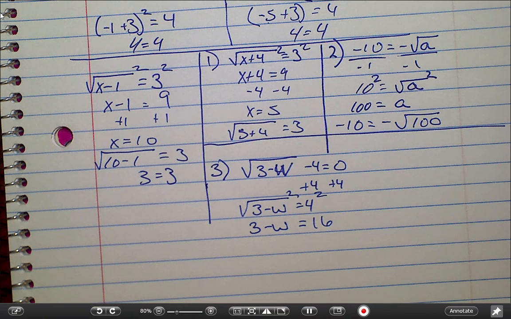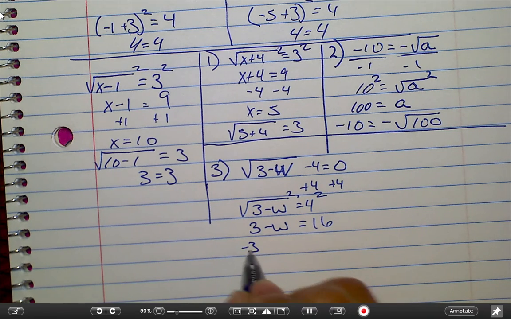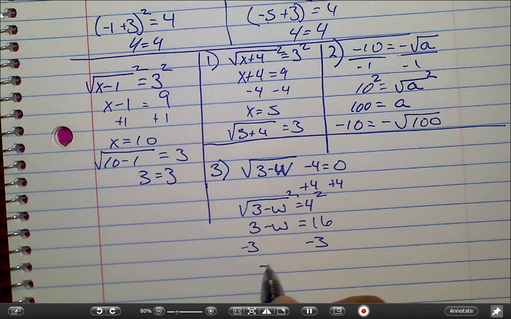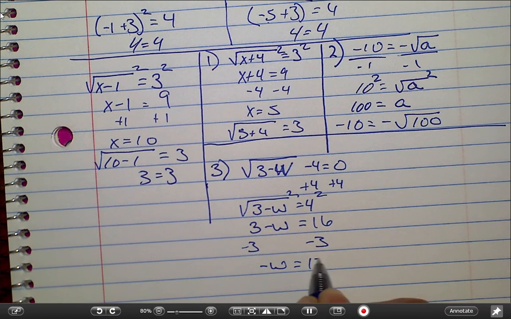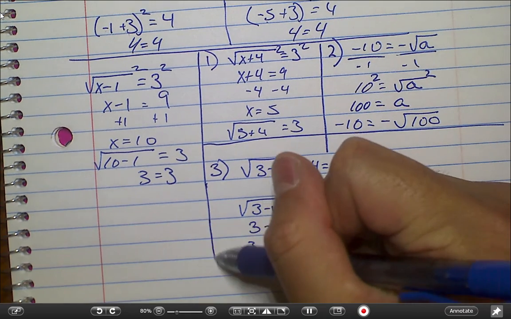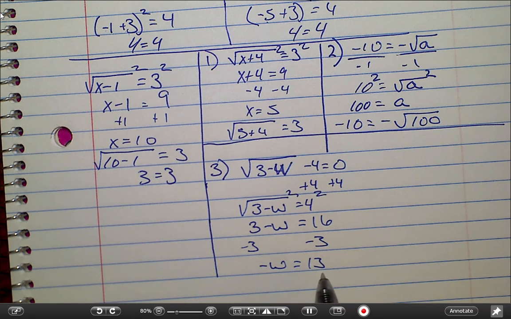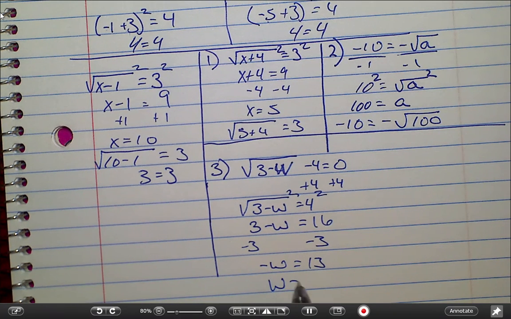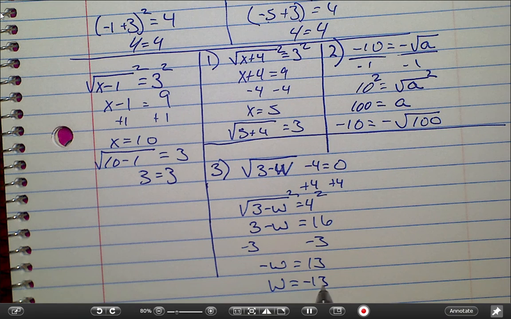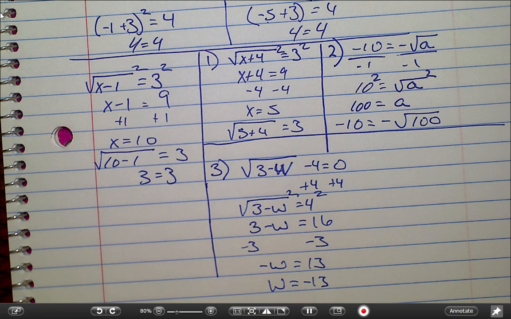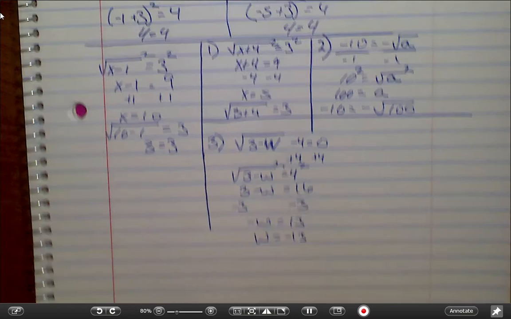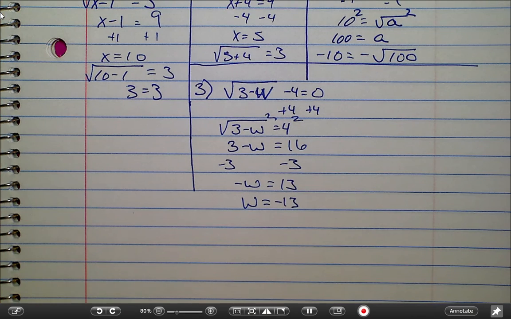16. Very good. Minus 3 from both sides. Negative w is 13. Okay, so divide by negative 1, so w is negative 13. Let's check the work.